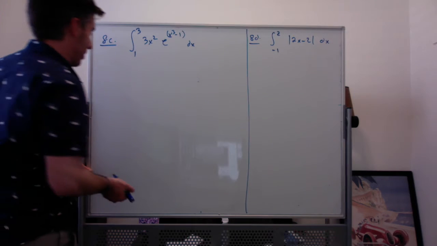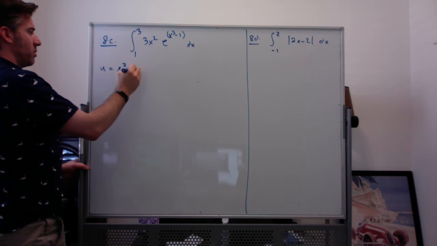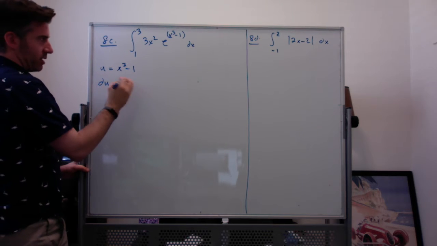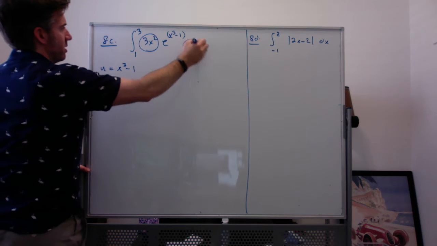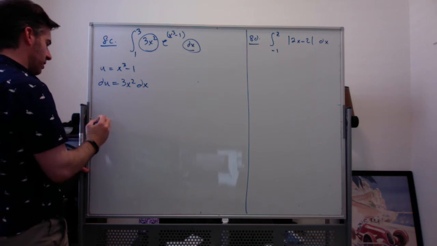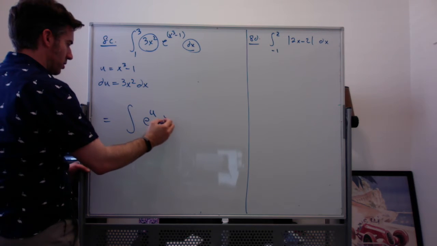All right, here is one that requires a u substitution. We're going to let u equal x cubed minus 1, and du perfectly works out to be 3x squared dx, so this is perfectly my du. So we write my integral as the integral of e to the u du.